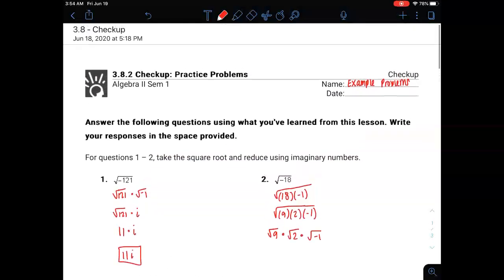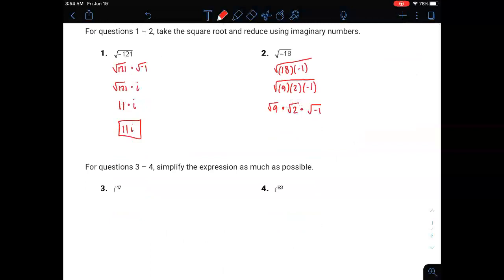If we simplify all of these at the same time, the square root of 9 is 3. We can't simplify the square root of 2, so that stays as it is. But the square root of -1 turns into i. So what this actually looks like is 3 square root of 2i, or 3i square root of 2.